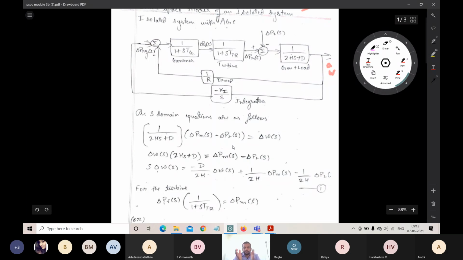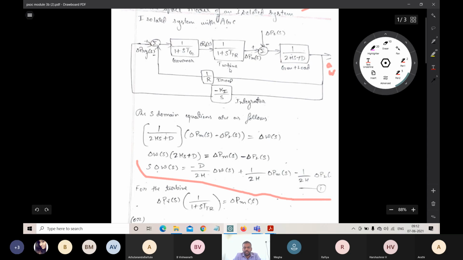What we did is just equate and solve. 1 by 2Hs, delta Pm of s divided by 2H minus delta PL of s divided by 2H. This is for generator plus load. This equation is for generator plus load, so that will be given by equation number 1.